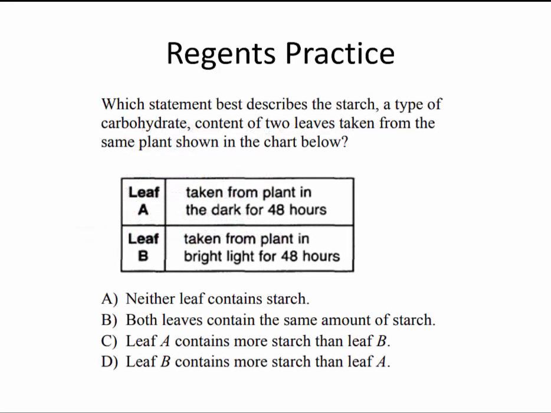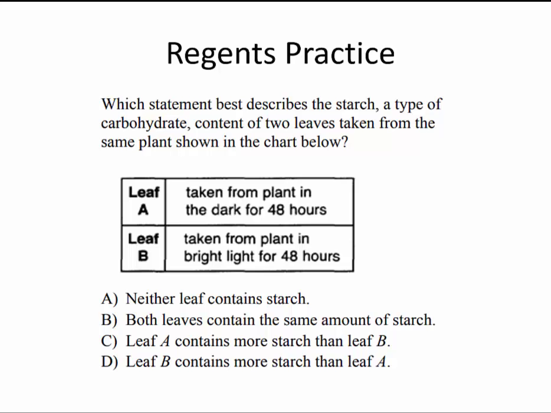Which statement best describes a starch? A type of carbohydrate content of two leaves taken from the same plant, shown in the chart below. Leaf A has been in the dark for 48 hours, while leaf B is taken from a plant in bright light for 48 hours. Take a look at your choices, hit pause, and when you're ready, hit play.